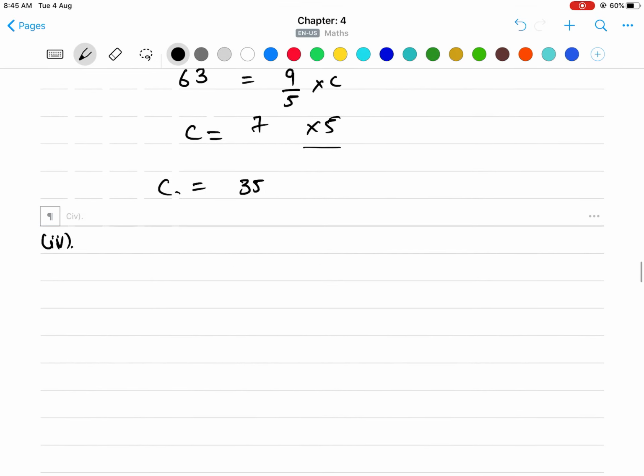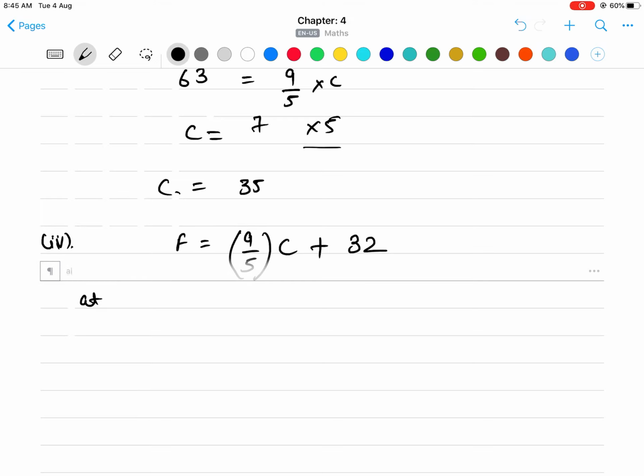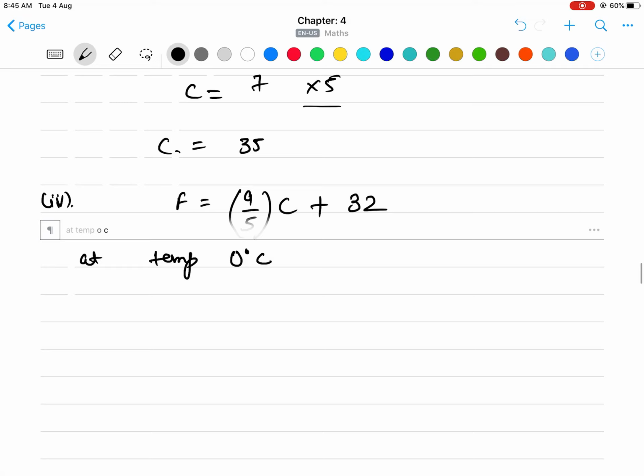So we have this equation F equals to 9 by 5. I'm writing this equation again and again so that you can easily learn and remember this. This is a very important equation. So at temperature 0 degrees Celsius, the Fahrenheit reading will be 9 by 5.